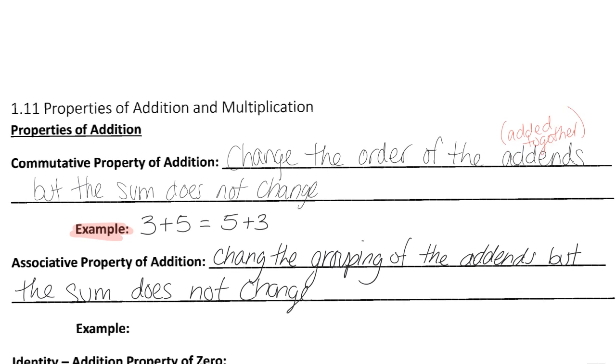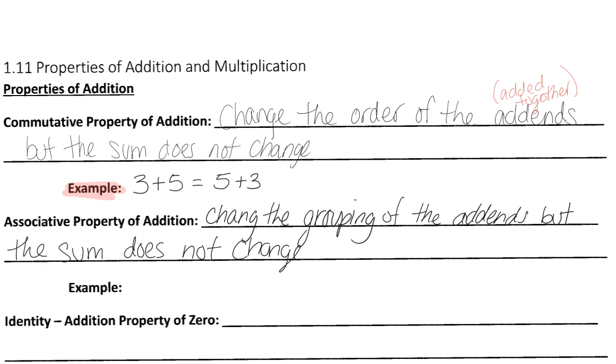And what that looks like is when we have something like, in parentheses, 3 plus 4, and then we have a plus 5 outside. When we change that to be 5 plus 4 plus 3, so we're changing the grouping, the sum will still be 7 plus 5 or 9 plus 3, which is still 12. Okay.